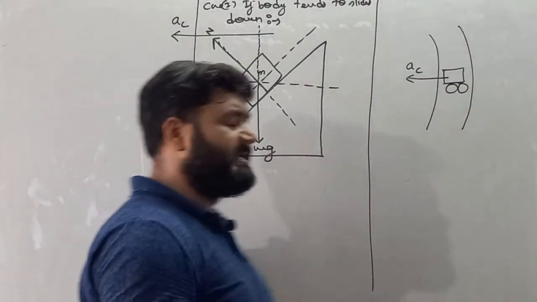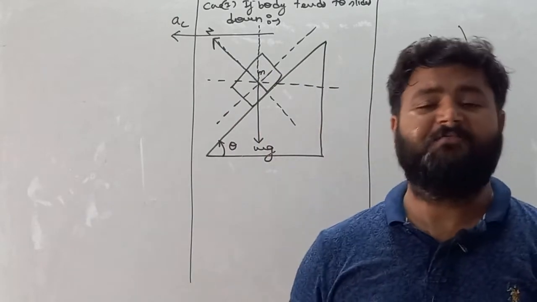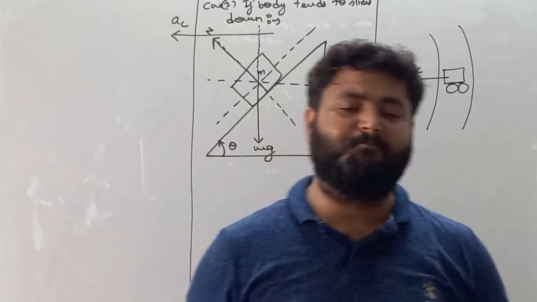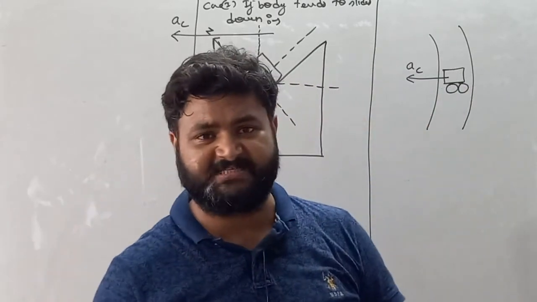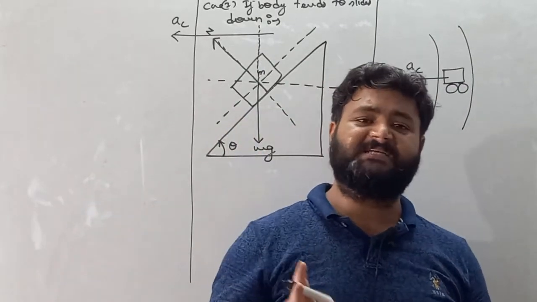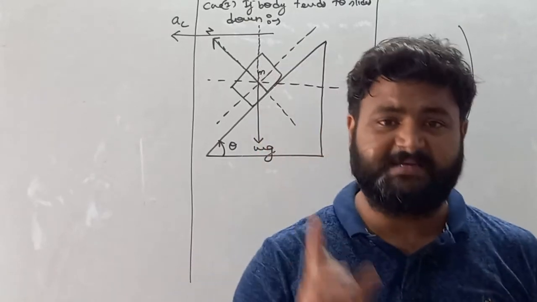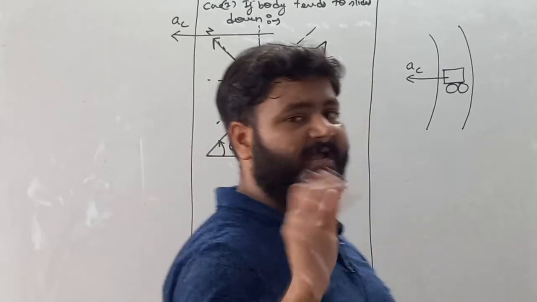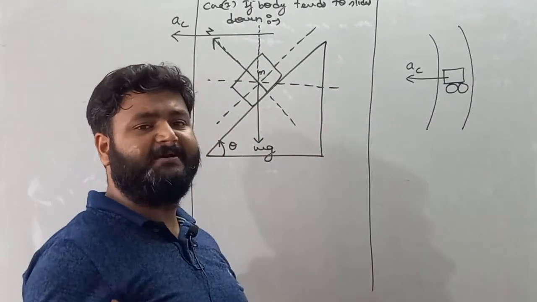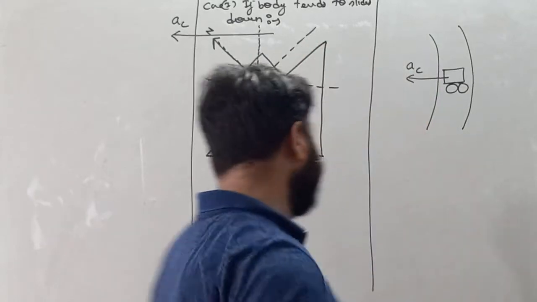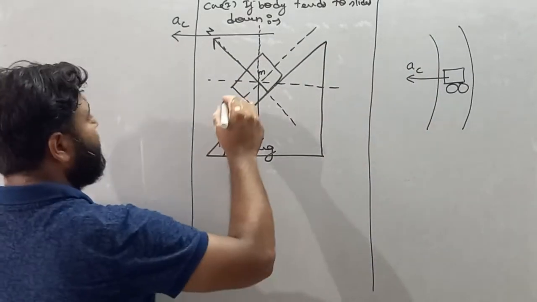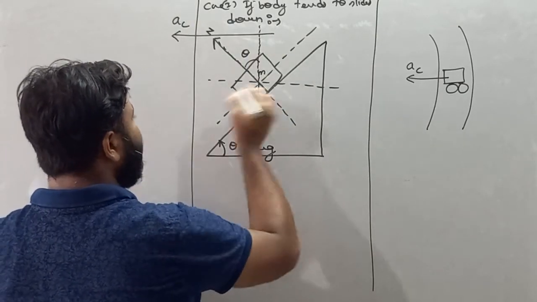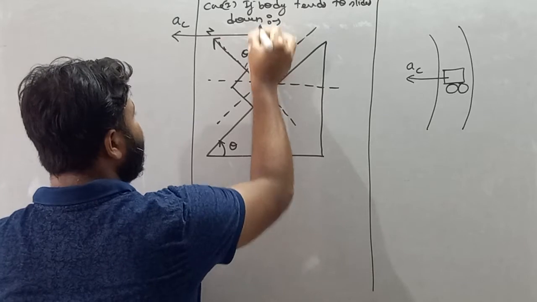Now as I already told you, my dear student, when we are talking about banking of road, we have to make the components of the normal reaction force and friction. We are all aware that the nature of friction is static, because the vehicle is not skidding, it is only moving. In case of moving between tire and road, the nature of friction is static. Remember this. So let's make the components of normal. This is our normal, so this angle is also theta.